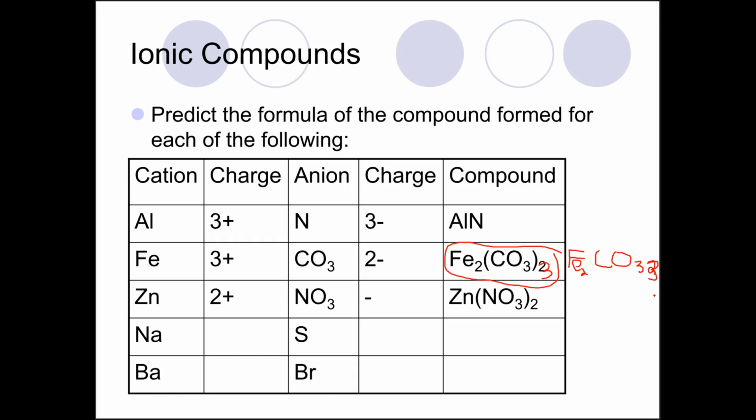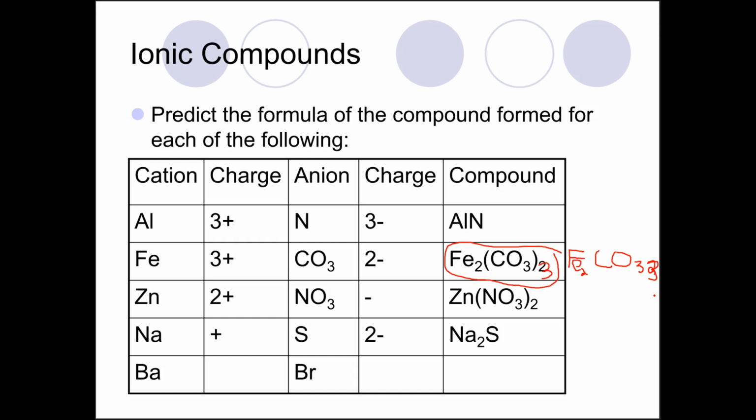All right, next row, we're going to have to figure out their charges. So sodium, find sodium on the periodic table. It should have a +1 charge. Find sulfur on the periodic table. It should have a -2 charge. So when I go to put these two ions together, it's not going to be 1 sodium and 1 sulfur because those charges don't cancel. It's going to be 2 sodiums and 1 sulfur. A +1 to cancel out with a -2.